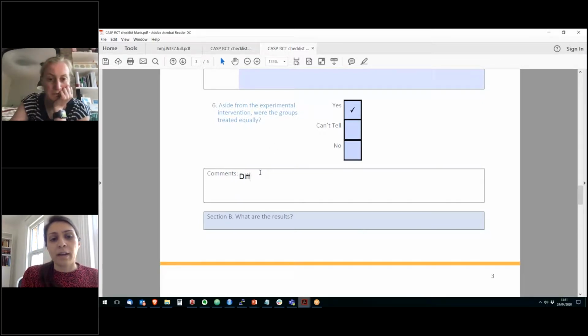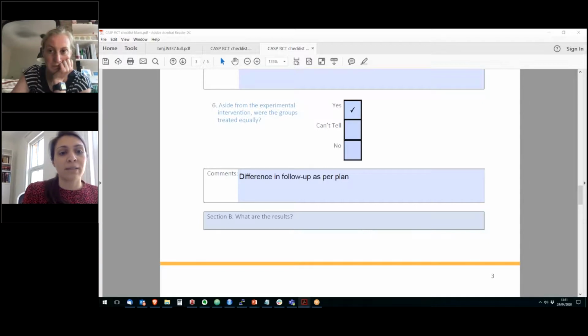So that's looking at the design of the study. So we've said that they've tried to minimize biases by following these. So we think that the study gives us the best opportunity to look at the results. So we're going to move on to section B, which is looking a bit more at the results and what they might mean.